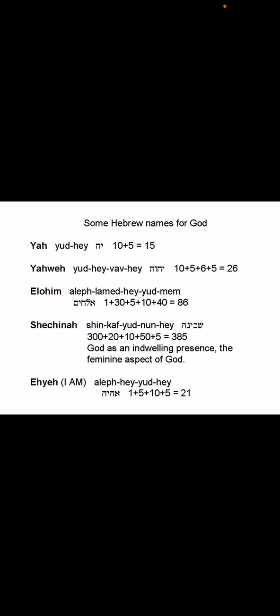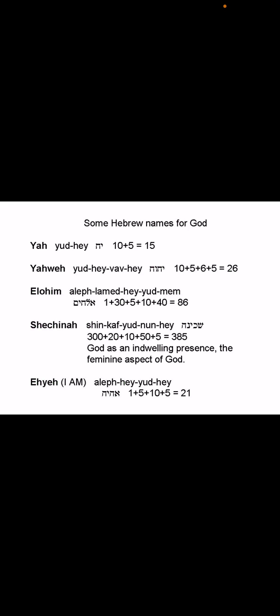Okay, now the numerical value of Yud-Hey-Vav-Hey is 10 plus 5 plus 6 plus 5, which comes out to 26. And thus, if we find something which adds up to 26, then we think there might be a connection with this particular name of God. Now, a very well-known example is if you take the Hebrew word for love, ahava, that has a numerical value of 13. And then if you take the Hebrew word for one, echad, that also has a numerical value of 13. And hence, just as 26 is equal to 13 plus 13, we say in mystical Judaism that God is equal to love plus oneness.